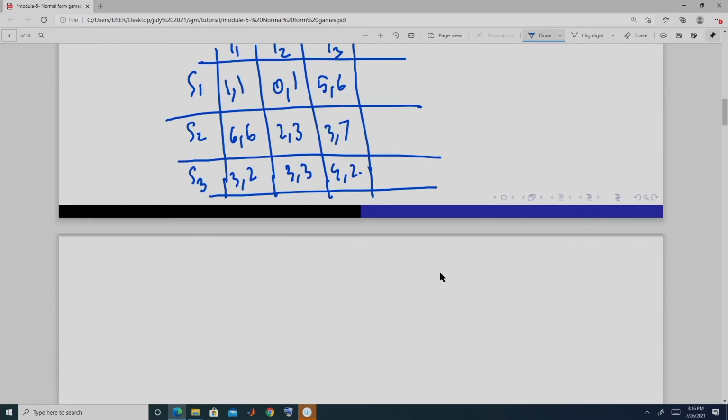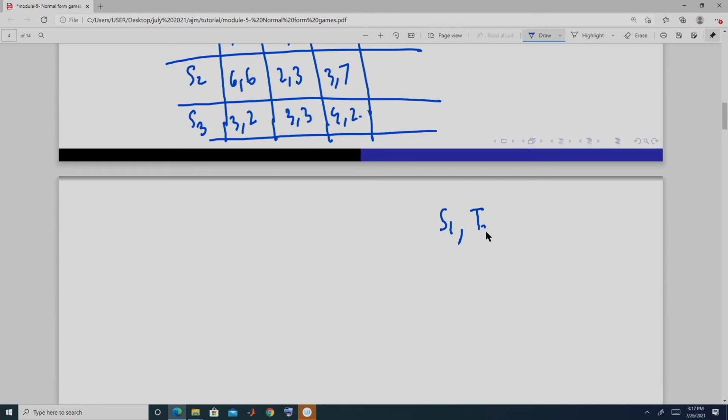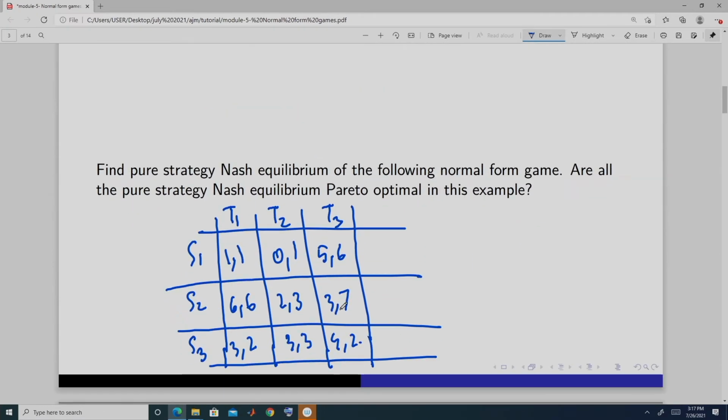Suppose player 1 plays S1, then you will see T3 gives the highest, right? So, if T3 is played, then S1 is again the best response because 4, 3, 5. If it plays S2, it is 3. If it plays S3, it is 4. So, S1, T3 is a pure strategy Nash equilibrium. Okay. Now, let us play S2. If S2 is played, then player 2 is going to choose T3. If T3 is played, player 1 is going to choose S1. So, there is no Nash equilibrium where S2 is a strategy or action of player 1.